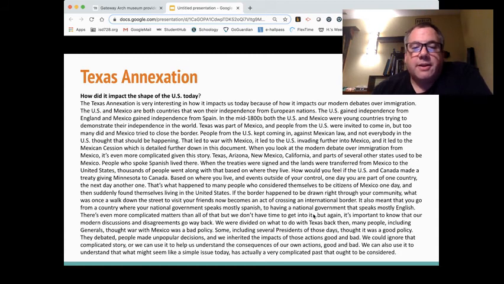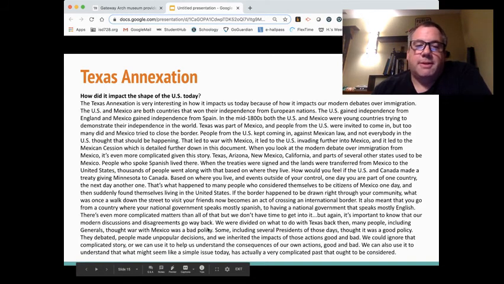But no matter what, it's important to know that our modern discussions, our modern disagreements, our modern debates, they go way back. And as a country, we were divided with what to do with Texas and with war with Mexico back then. A lot of people in the United States did not think we should go to war with Mexico.